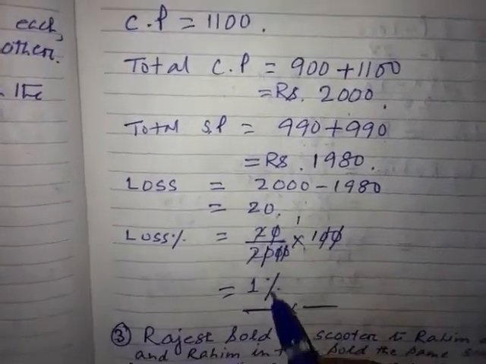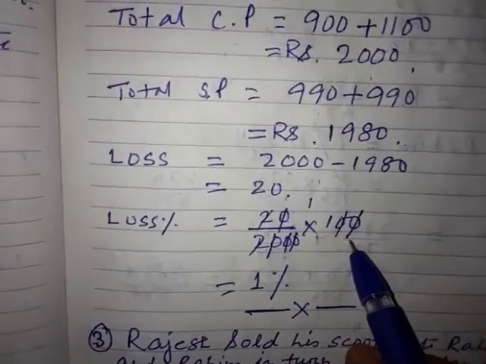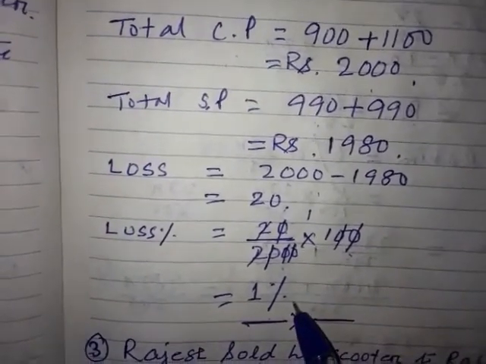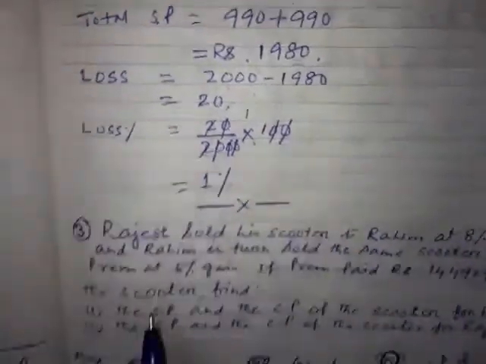How to find out loss percent? Loss by CP into 100. So that is how you find out the percentage. Now the next question.